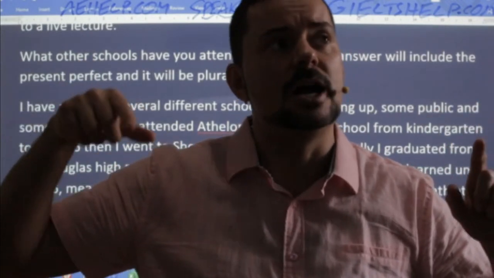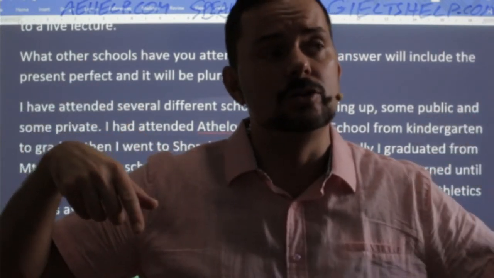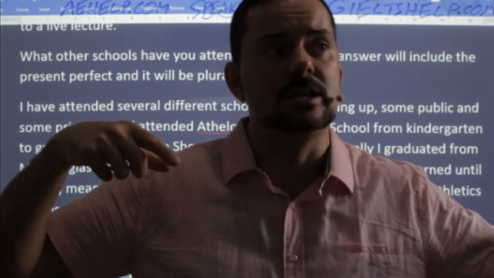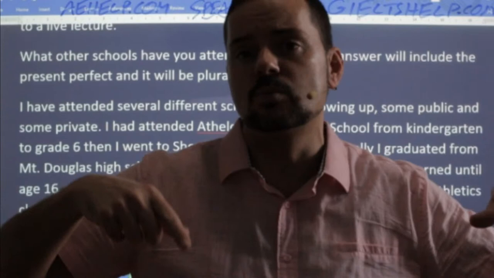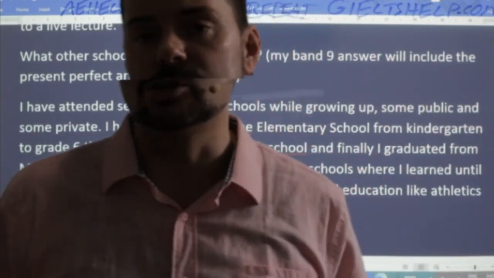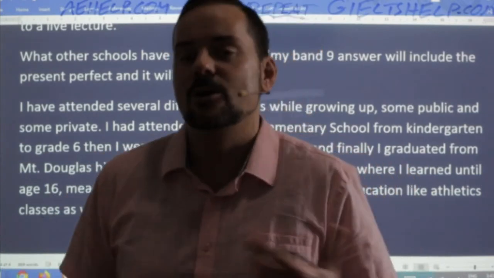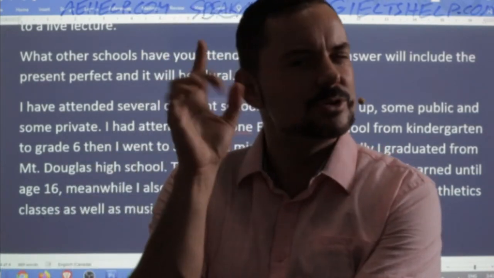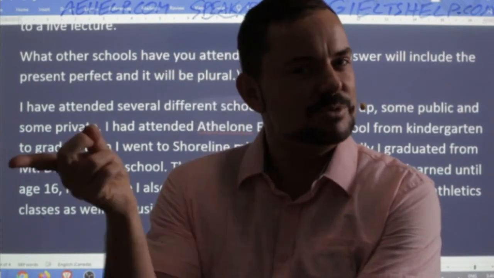It's much clearer for your audience than if you're jumping around like, oh yeah, I graduated from Mount Doug High School. Before that, I had gone to Shoreline Middle School. Oh yeah, and then after that, I actually attended a junior college as well. And then in the very beginning, I went to Athlone Elementary School. Yeah, it can be understood, but your listener at this point might be going, so which one was first and which one was last?